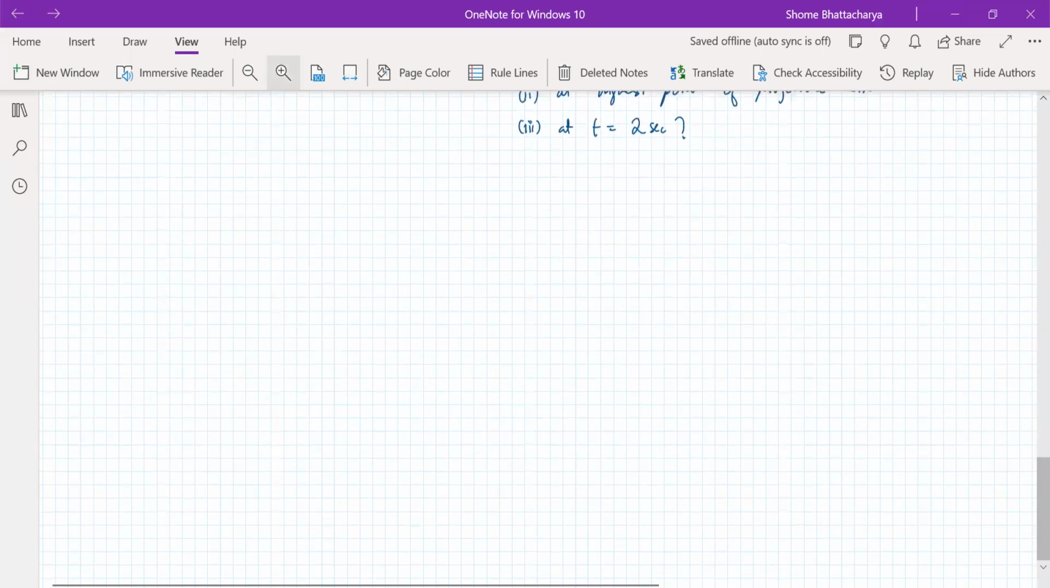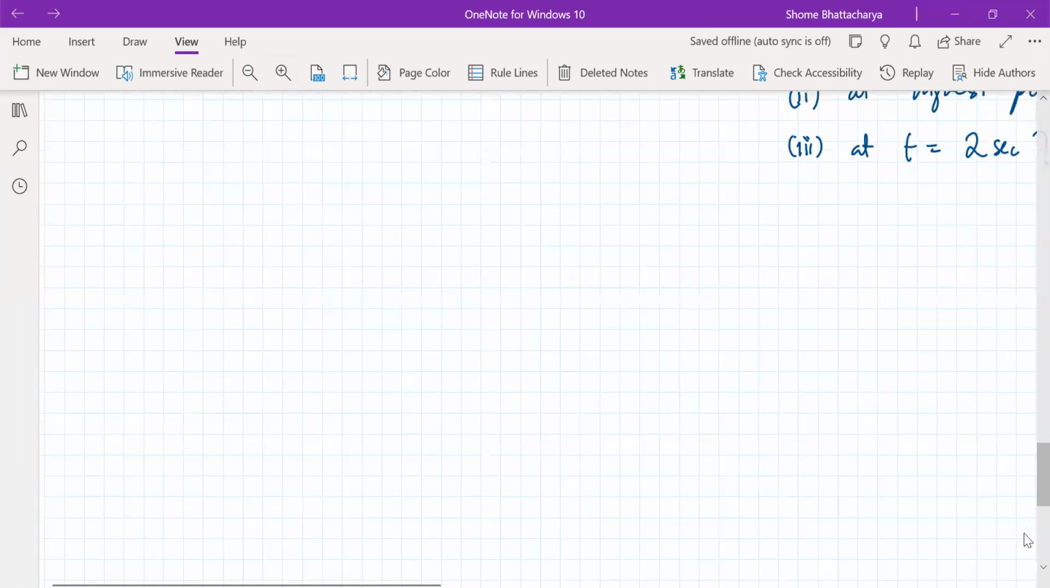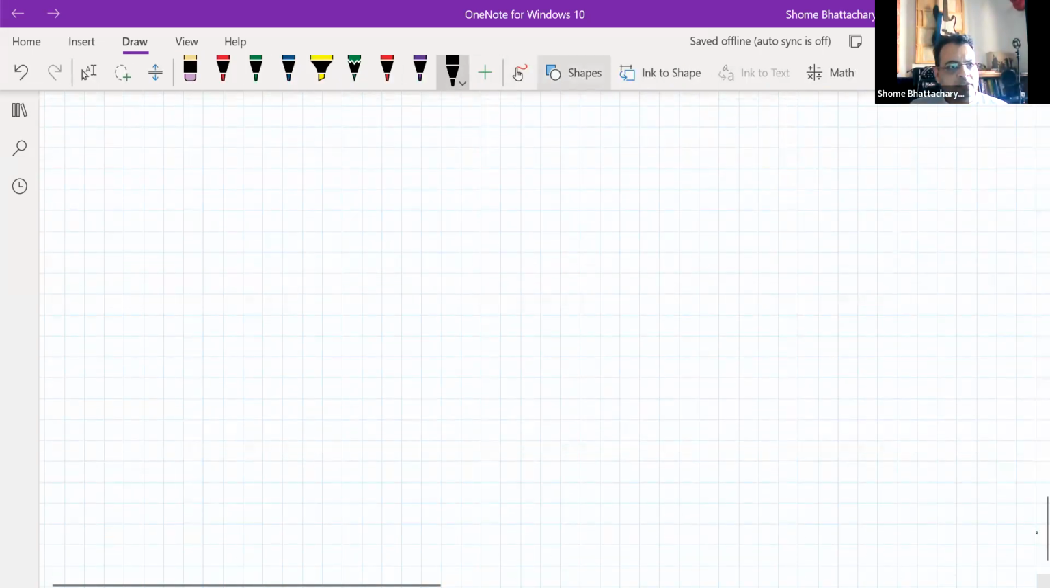Okay, so I'm just working out the basic kinematics part of the projectile motion. You can continue working on the answer. You already started.